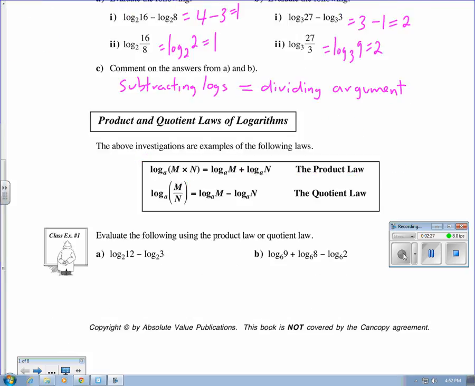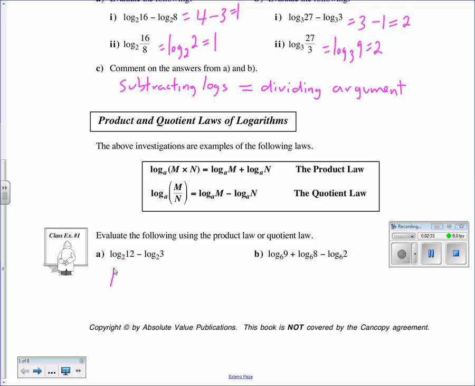I actually don't know how 12 and 3 are related to 2, but if I can change the format, then it becomes log base 2 of 12 over 3, which is equal to log base 2 of 4, which I know is 2. There's a nice reason for the law.